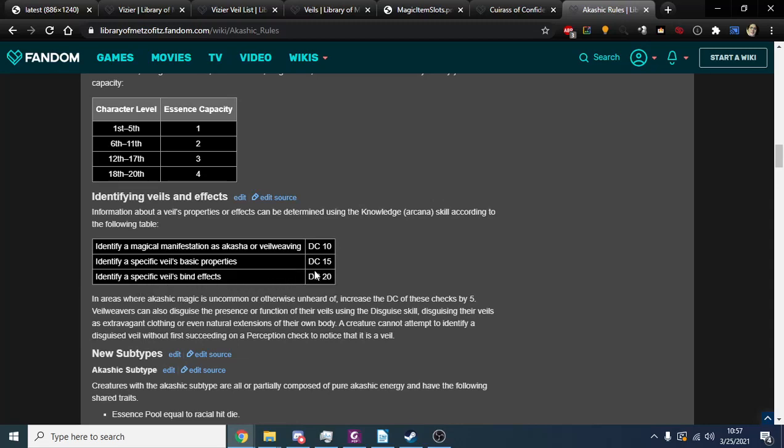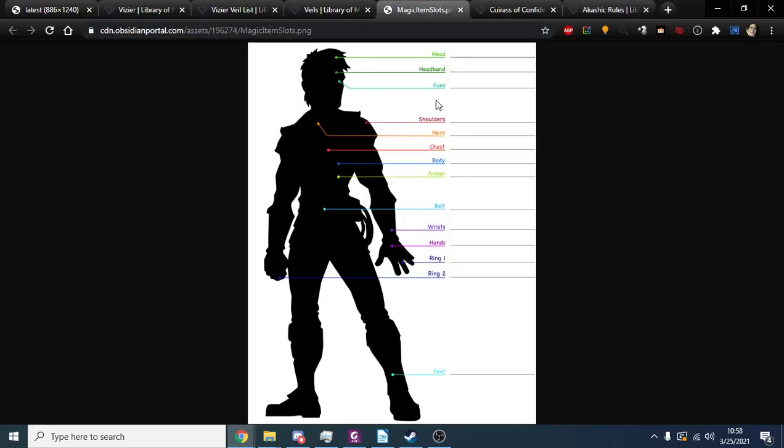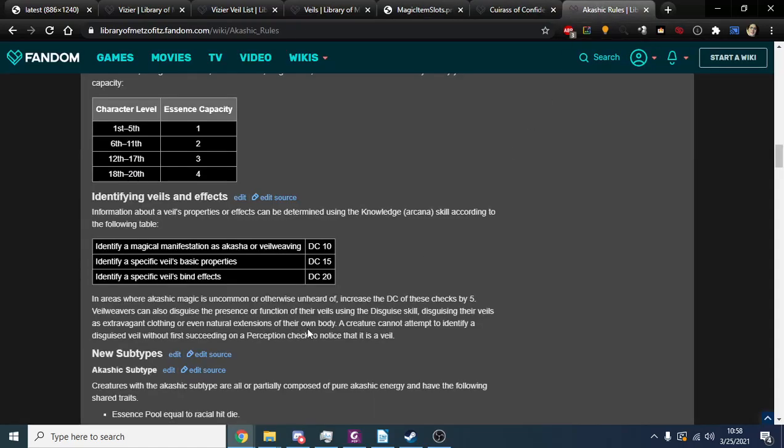Now you can also see here, the Veil Weavers can also disguise the presence or function of their veils using the Disguise skill. Now that's because veils are magical constructs of energy. So they are actually shaped on your body, as these slots would say here. So if you see someone with mystical runes circling their arm, probably a veil, right? Or some kind of really weird spell. So you can see that kind of thing there.